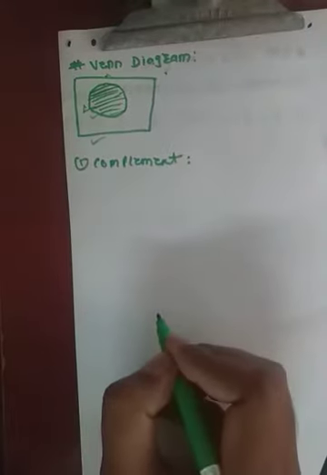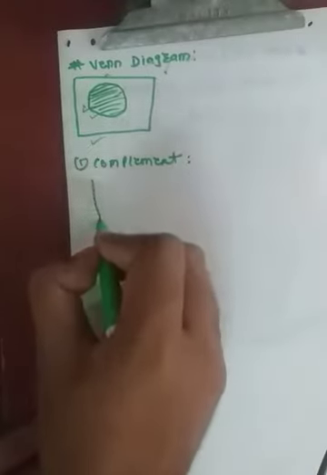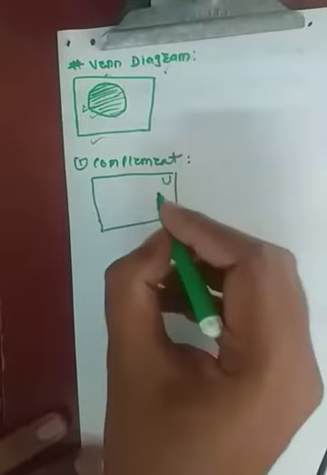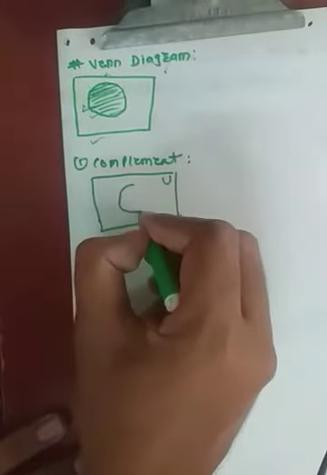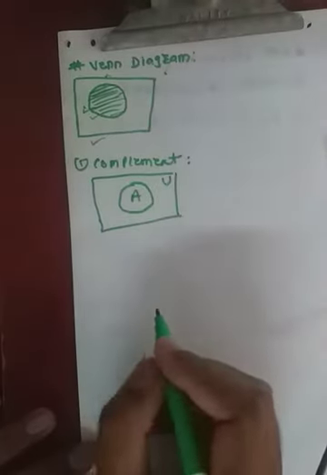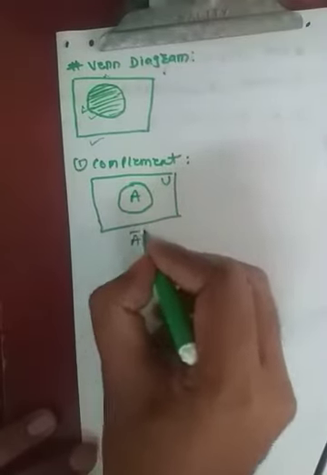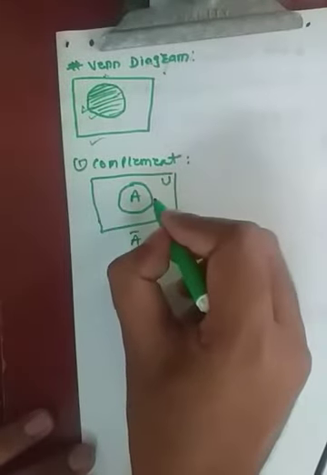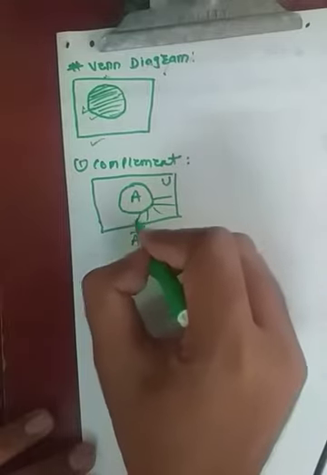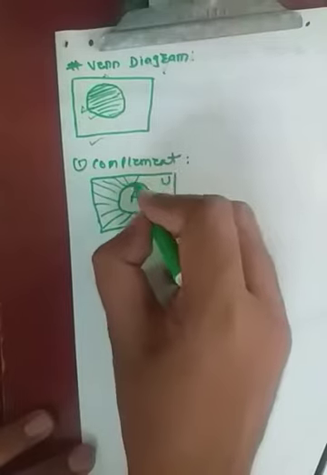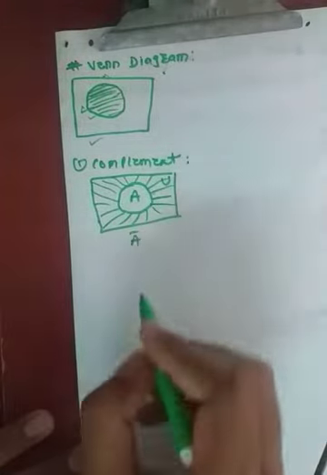Complement, how we can represent complement of a set. For that, this is considered as universal set, and in that this circle represents set A. Then complement of A is represented by the portion which is outside the set A. So this portion represents the complement of A.